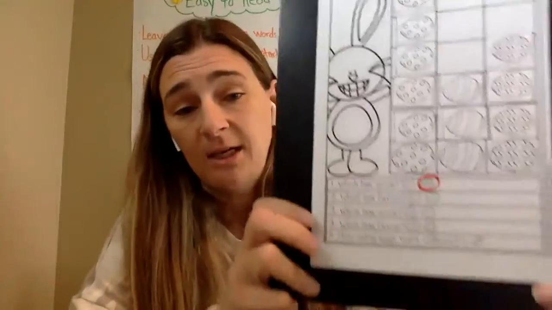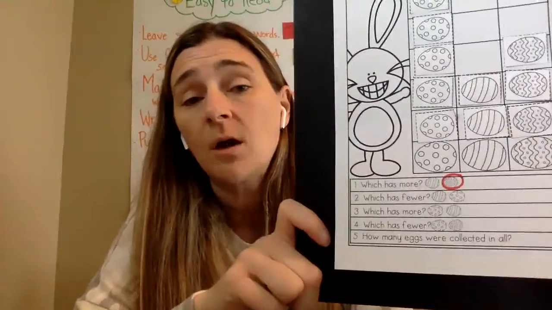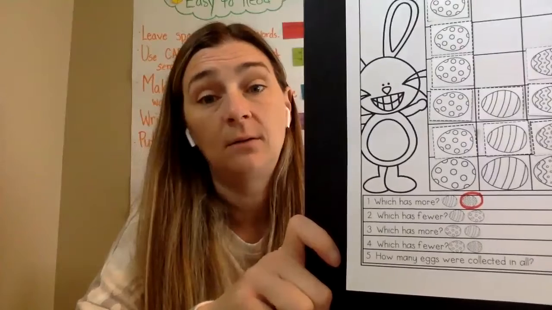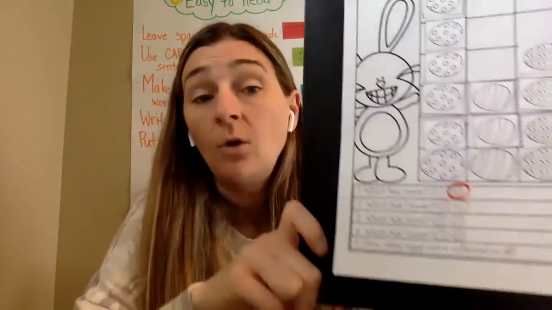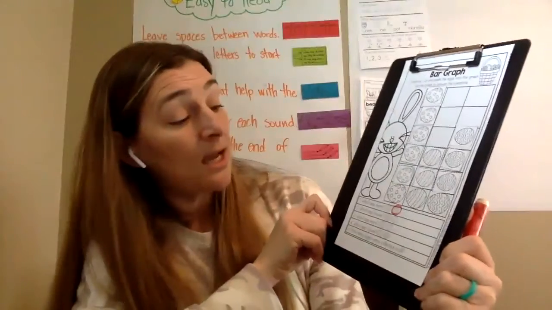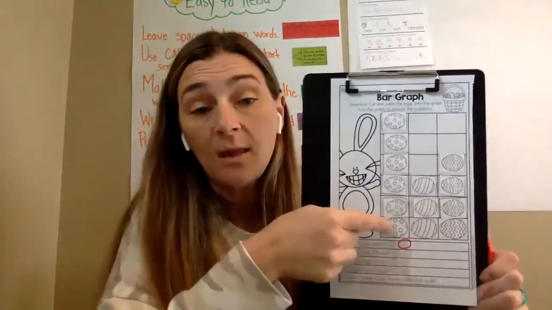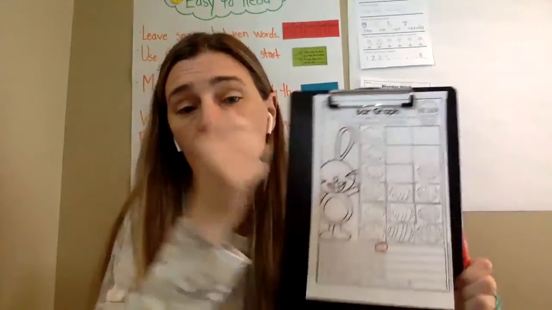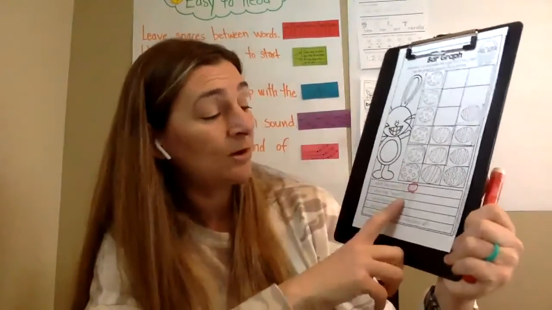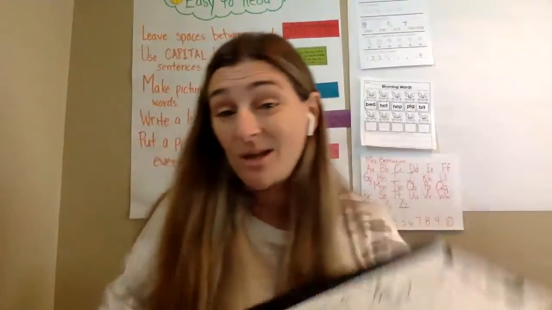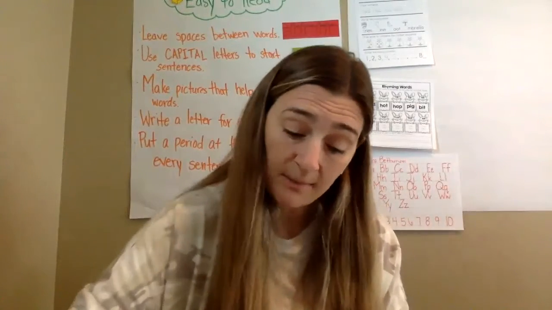The next question is, which has fewer? Remember, fewer also means what? Less, good job. So which one has fewer? Is it the egg that has just the straight lines, or is it the egg that has all of the dots? Which one has fewer? Yep, you are correct. It's the one that just has the straight lines. So again, you're just going to circle that egg with those straight lines.